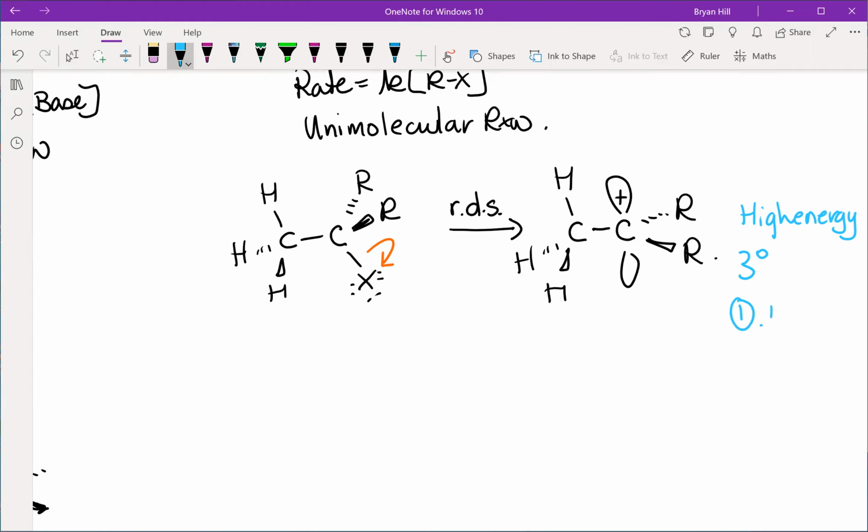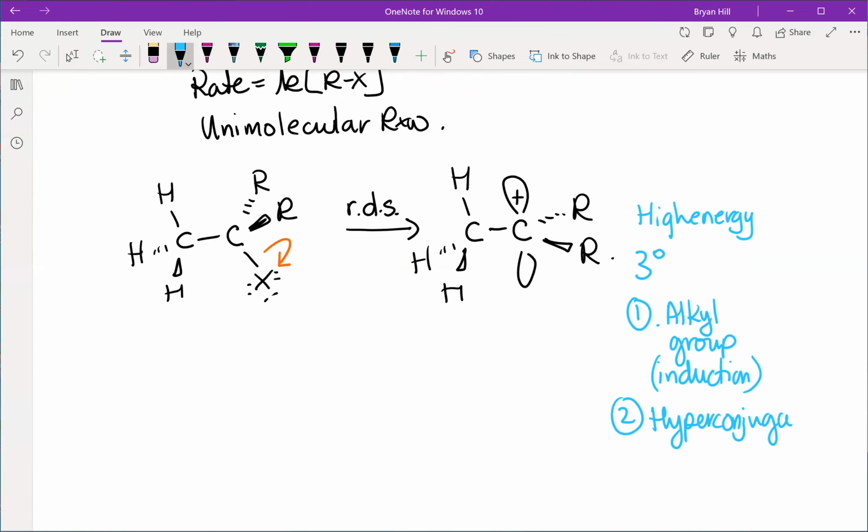One, alkyl groups, they donate electron density through induction. And two, hyperconjugation. And here, this little proton would be hyperconjugating with that positive charge, that empty p orbital. So again, tertiary are more stable than secondary, which are more stable than primary. So in this example, I've used a tertiary specifically because of that.